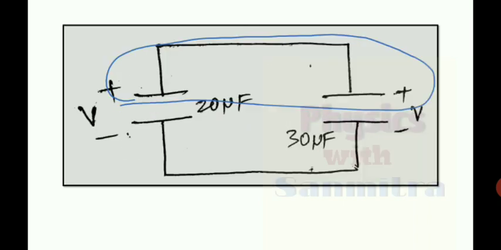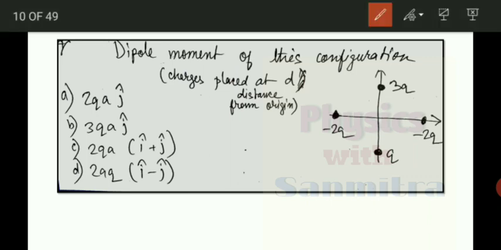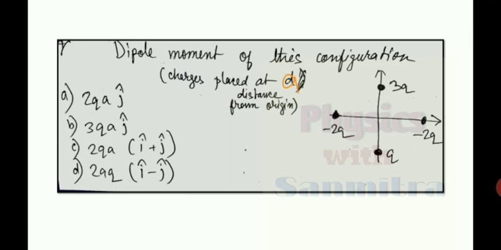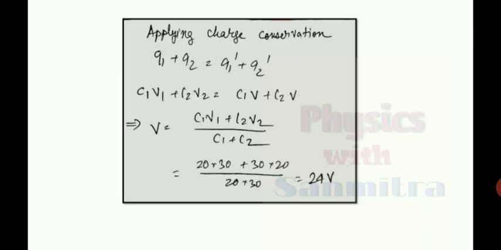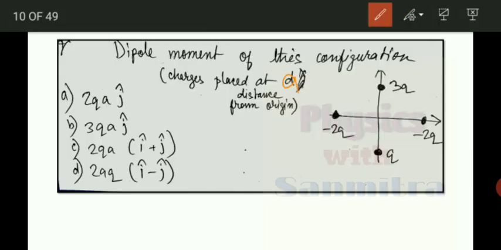Okay, moving on to the next question. There is a configuration given, and let me make a small correction. This will not be D, this is a printing mistake, this will be A. Now in this configuration, all the charges are at a distance A from each other.